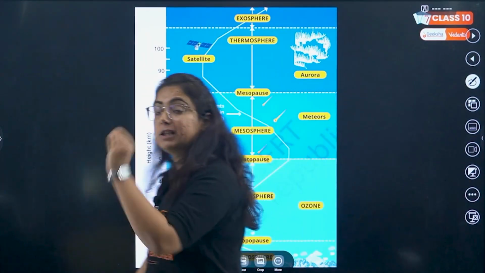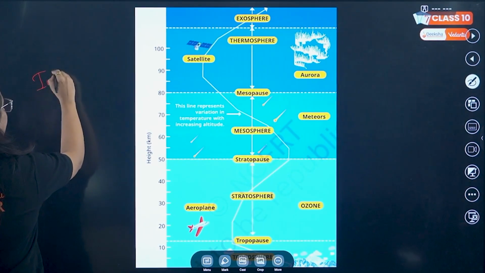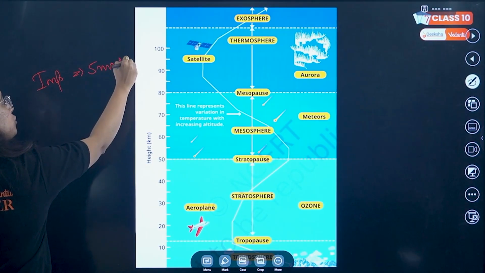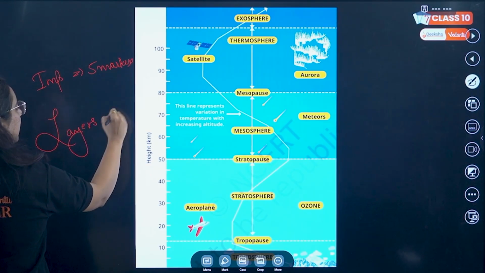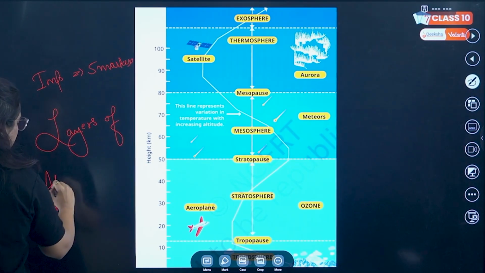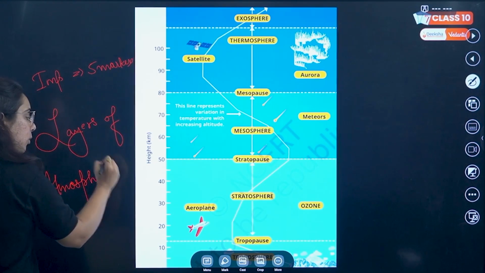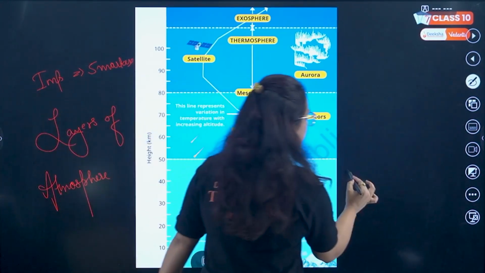Here comes the most important one. Why? Because it will always be asked in a 5-marker question to draw what? To draw the layers of atmosphere. To draw the layers of atmosphere for 5 marks along with the description too.